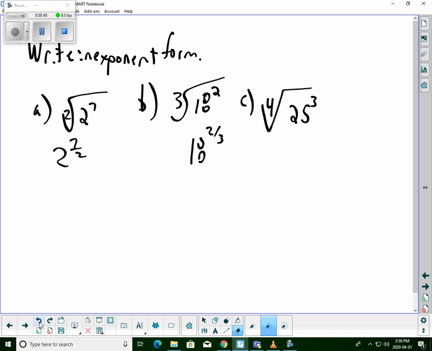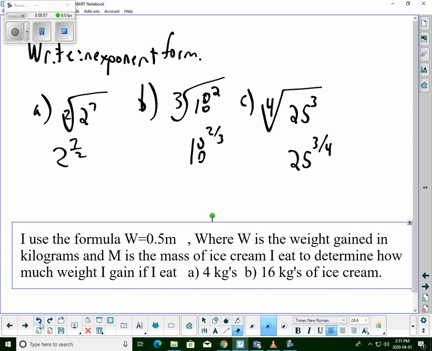Another one here. Fourth root of 25 cubed. And the notch is 4, so that's the denominator, 3/4. That's it. Okay.